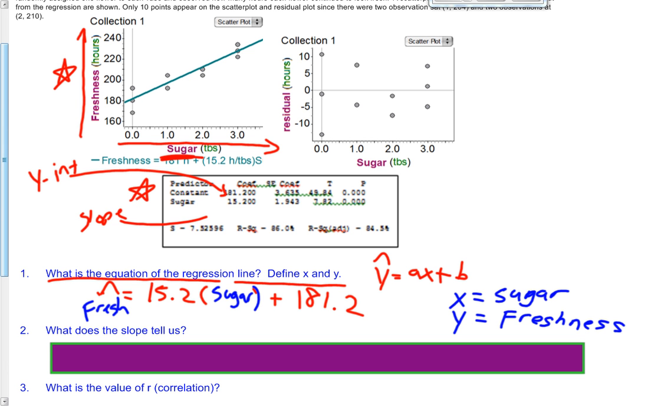So now that we have the linear regression line, now we can make predictions. What if I add 2.5 tablespoons of sugar? What happens if I add a half of a tablespoon of sugar? We could then predict the freshness of the flowers.